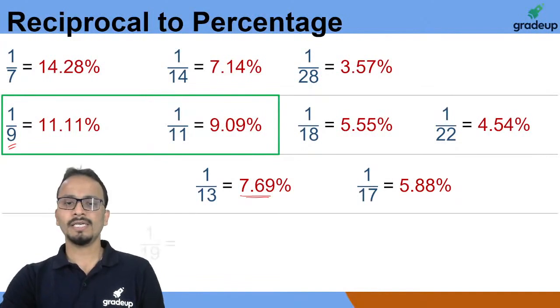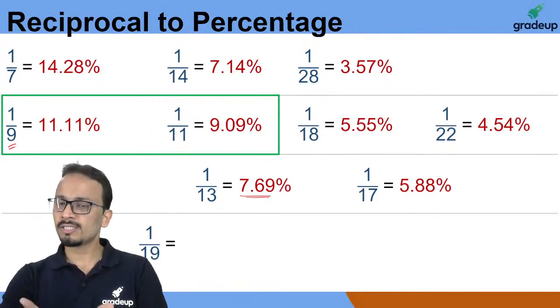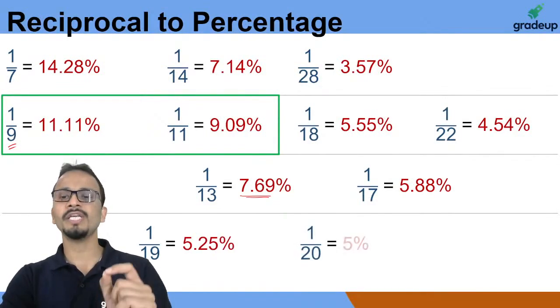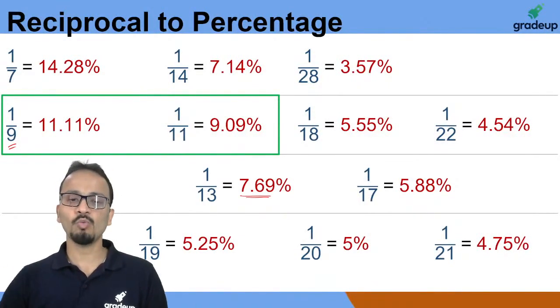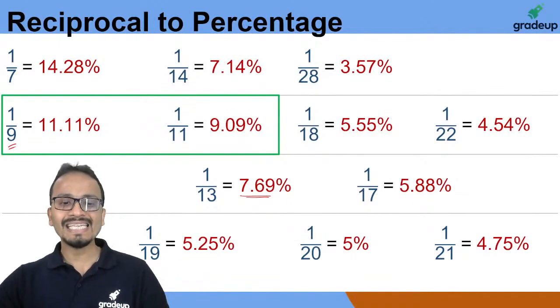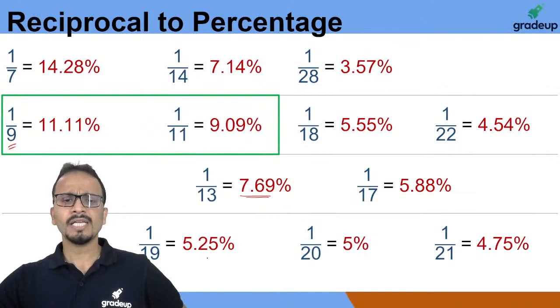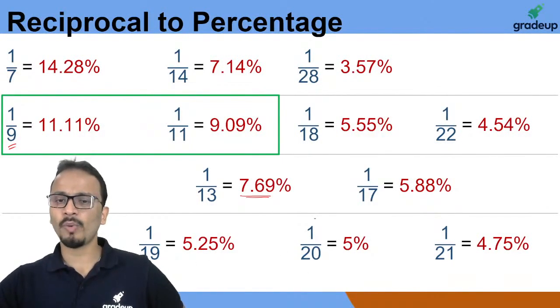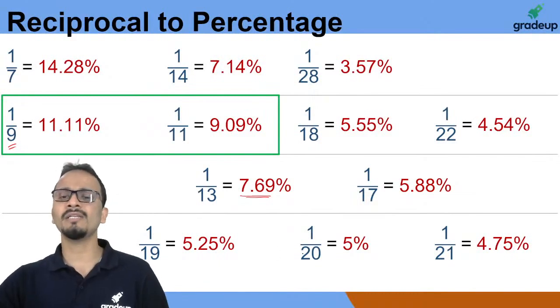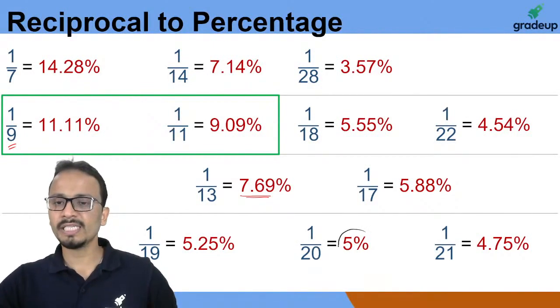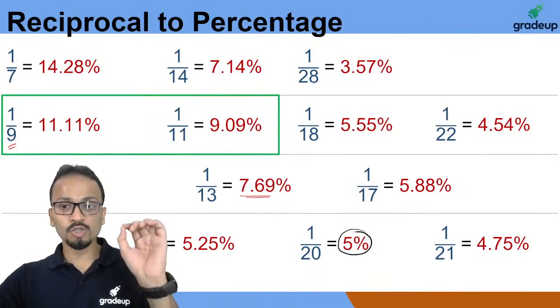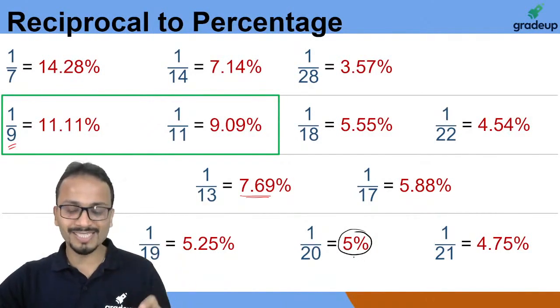Now let's look at the next three values together: 1 by 19, 1 by 20, and 1 by 21. I'll give you an easier, faster way of remembering 1 by 19 and 1 by 21. They are around 1 by 20: 1 before it is 1 by 19, and after it is 1 by 21. 1 by 20 is 5%. There is no logic behind that, just keep it in mind.